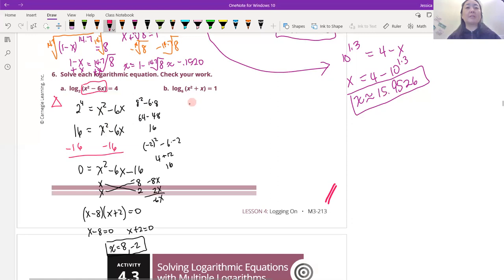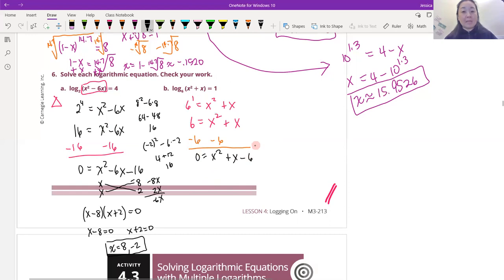So this is going to be 6. 6 to the 1 power is equal to x squared plus x, right? We changed to exponentials. Again, 6 to the 1 is just 6. And then what are we going to do? Subtract 6. So we want to set it equal to 0 so that we can use, and honestly, if you don't remember, you could always use the quadratic formula. If you remember the quadratic formula, or you can look in your previous book and find the quadratic formula. So this is x squared plus x minus 6. Remember, we cannot combine any like terms.